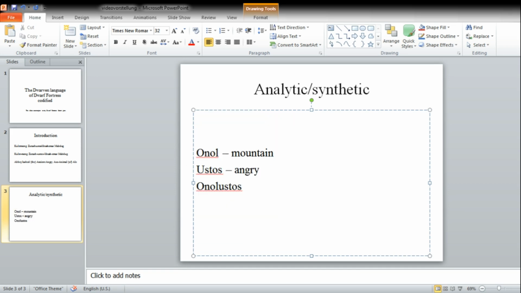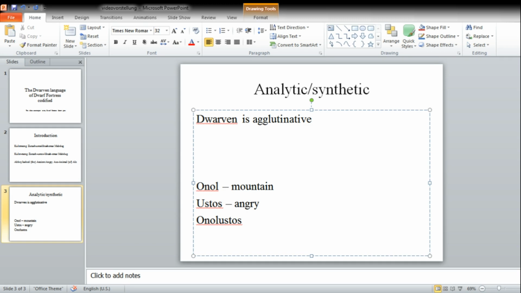that are agglutinative. Dwarven is agglutinative. So this means that the words are just stuck together to make bigger words. So we have this example, onolustos, mountainous anger. The syntax here, syntax means word order, is important. The last word is the word being described. That's the noun. And notice that an adjective, angry, became a noun, anger, when I put it at the end of the word. And onol, a noun, became an adjective when I put it before the end of the word, describing the end of the word. So, mountainous anger or ustosonol, angry mountain. Same thing. And again, no declinations, analytic.